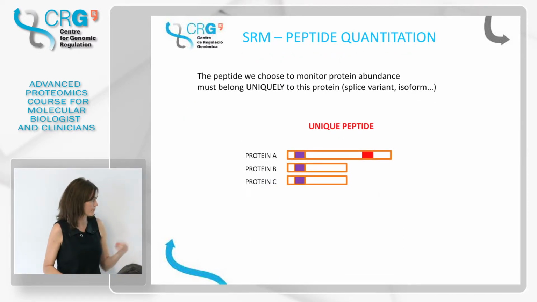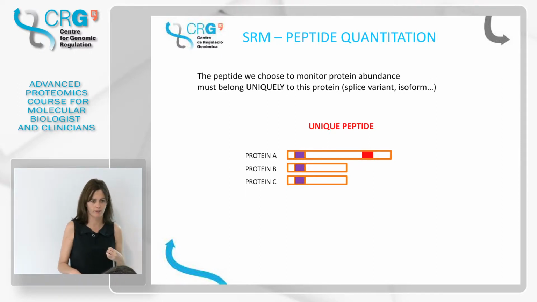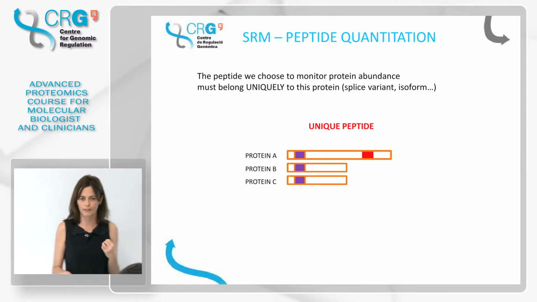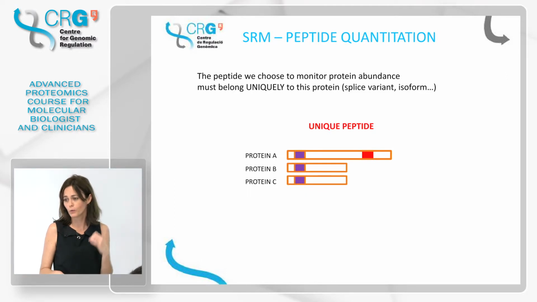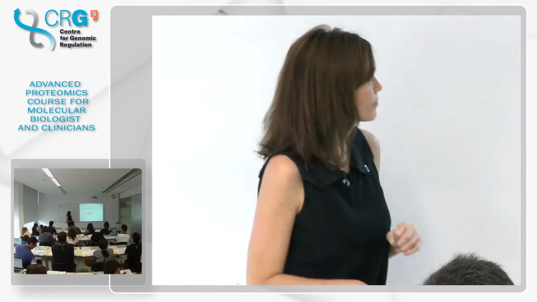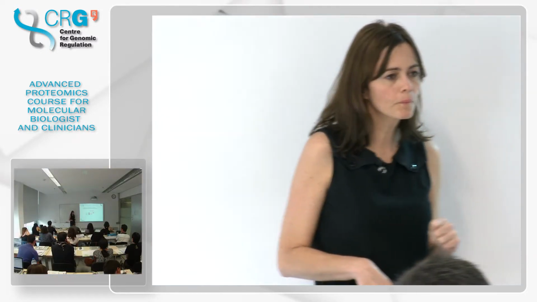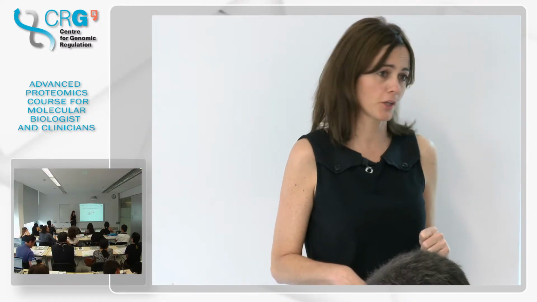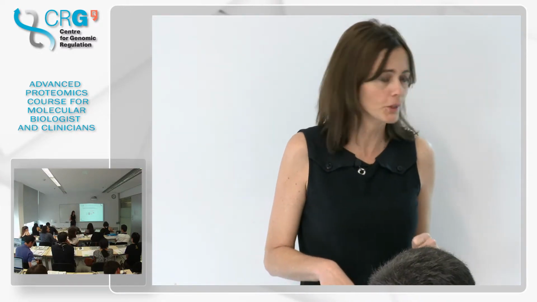If you only remember one thing about which peptide you have to target, it is that this peptide has to be unique to your protein. This is the fundamental. If you measure one peptide that belongs to two proteins, you don't know what you are measuring. If you don't have this unique peptide, you cannot be sure that you are measuring your protein. The peptides that you measure need to be unique.